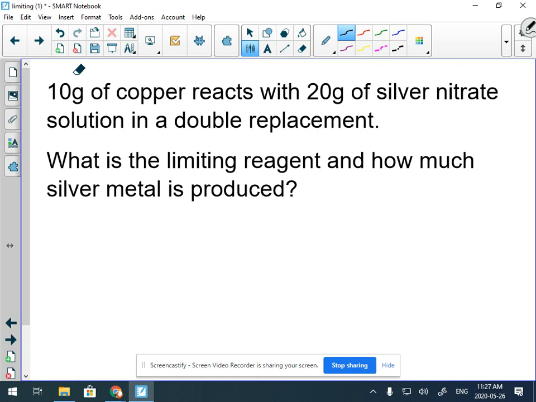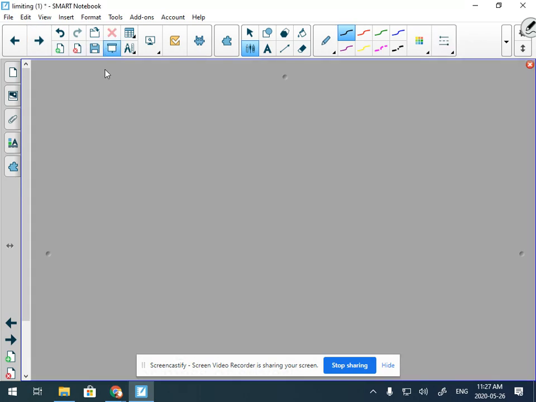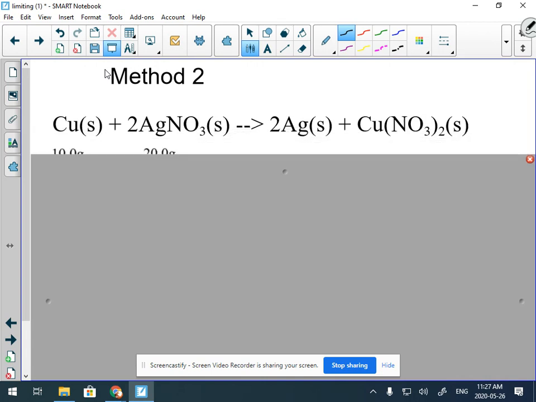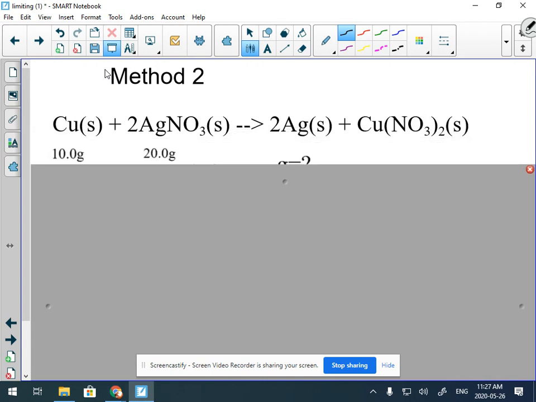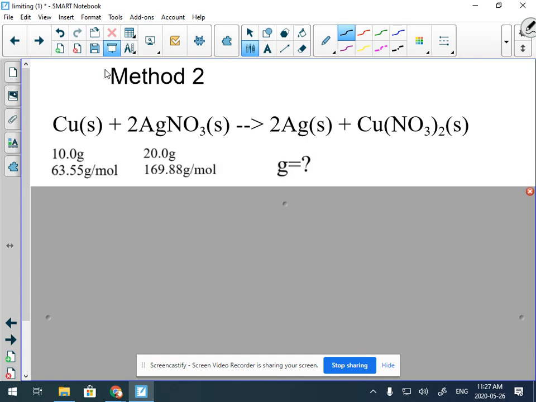So I'm going to go over only 2 examples today. And the first example, I've already done the reaction for you. Okay, so here's the reaction. We have 10 grams of copper solid reacting with 20 grams of silver nitrate, and we need to figure out how many grams of silver we've made.